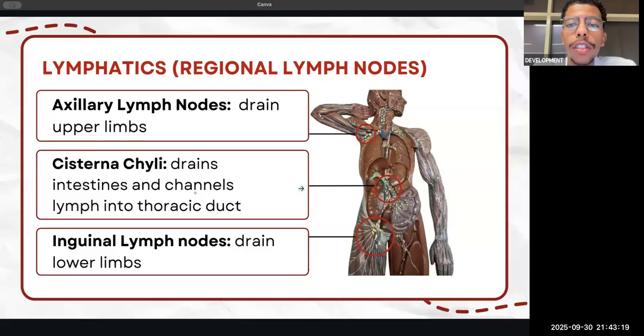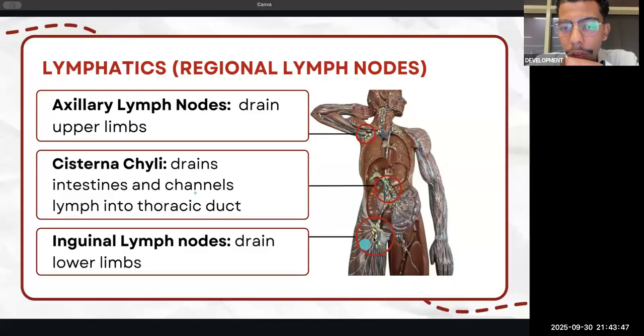So first we have regional lymph nodes. Okay, so a lymph node is basically where lymph passes through to get cleared up. So we have three lymph nodes that you have to know, regional lymph nodes. One, axillary lymph nodes. These are in your underarms. Okay, and these drain what? Your upper limbs. Okay, and the head, of course.